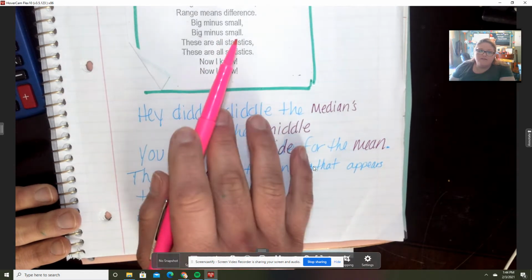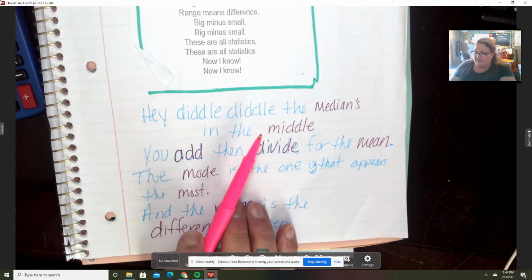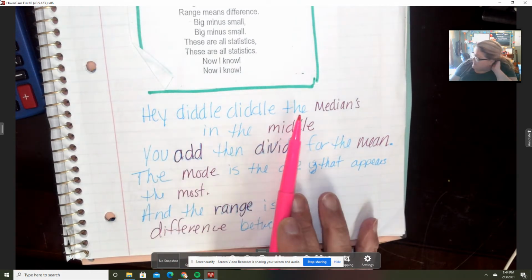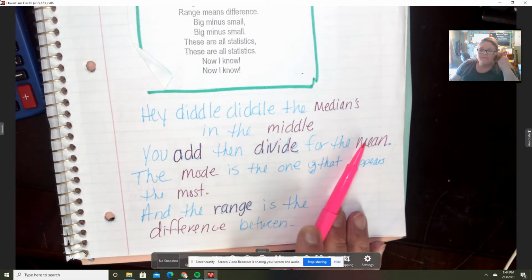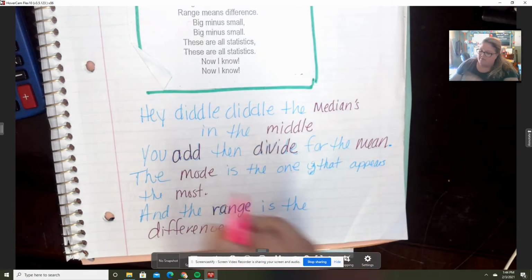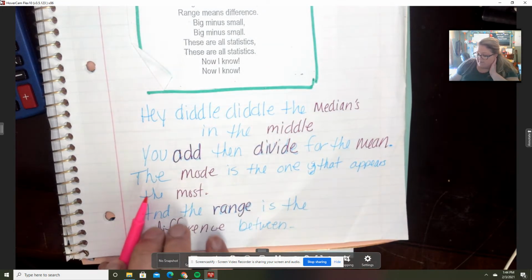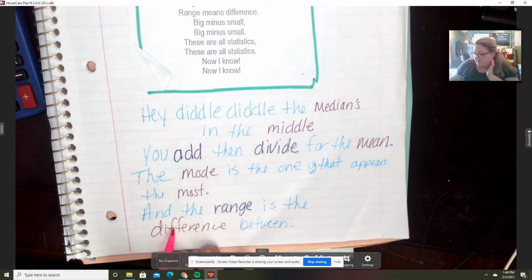All right, so along with the song, there's also a little rhyme with Hey Diddle Diddle. Hey diddle diddle, the median's in the middle. You add and divide for the mean. You add, I always say but you add, then divide for the mean. The mode is the one that appears the most, and the range is the difference between.